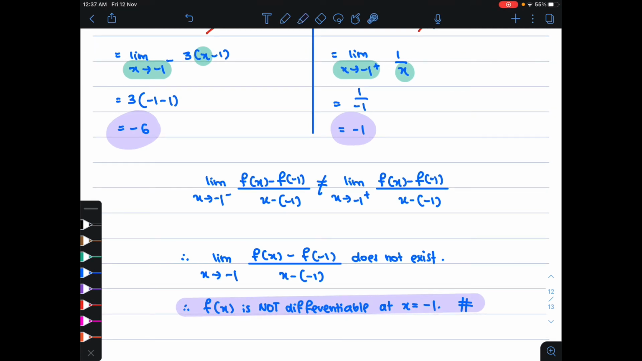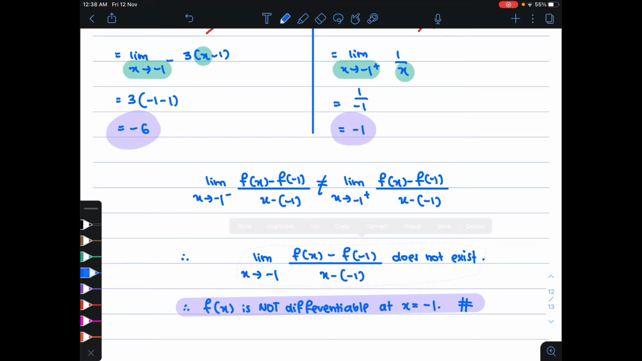So just as a reminder, this is actually f prime of -1. So that's what we need to find. This is the same as saying f prime of -1 does not exist. So this is the correct way of writing your conclusion based on your limits from the left-hand side and the right-hand side.